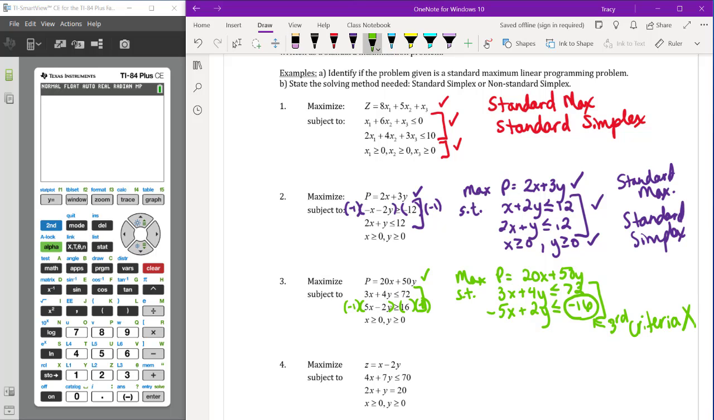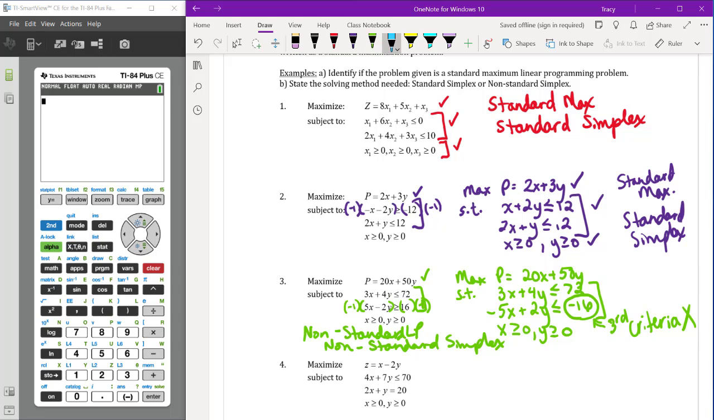It was not met. We still met the fourth one again, x greater than or equal to 0 and y greater than or equal to 0. The only one not met here was the third one, where we had to have non-negative numbers after the less than or equal to sign. That means this is a non-standard linear programming problem, and we're going to use the non-standard simplex method, which we will do after we finish this first set of examples.